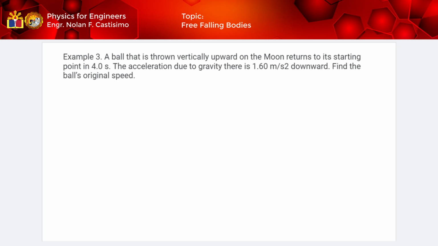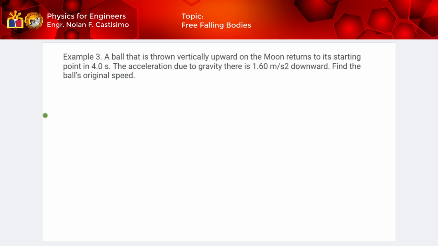Okay, so now we have here example number 3 for free falling bodies. A ball that is thrown vertically upward on the moon returns to its starting point in 4.0 seconds. The acceleration due to gravity there is 1.6 meters per second squared downward. Find the ball's original speed.